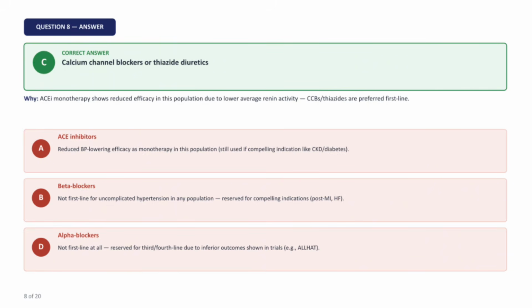Why isn't B correct? Not first line for uncomplicated hypertension in any population. It is reserved for compelling indications, post MI or heart failure. Now, why isn't D correct? Not first line at all. Reserved for third or fourth line due to inferior outcomes shown in trials. Let's move on to the next question.